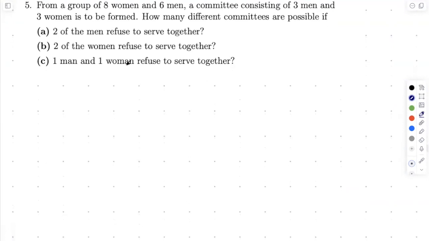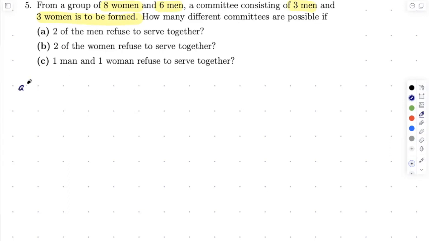We have also seen this type of question in class, so please pay attention here for this question. From a group of 8 women and 6 men, a committee consisting of 3 men and 3 women is to be formed. The question here is, how many different committees are possible if 2 particular men refuse to serve together?